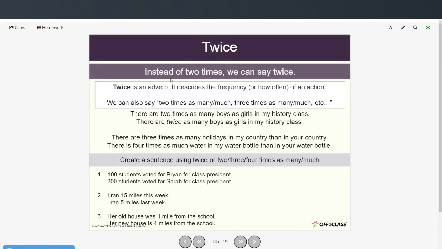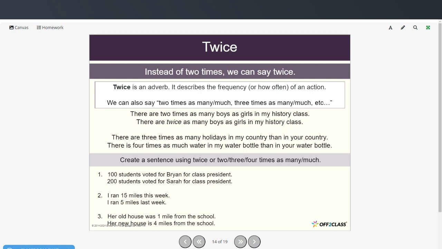So instead of 2 times, we can say twice. Twice is an adverb. It describes the frequency or how often of an action. We can also say 2 times as many or 2 times as much, 3 times as many, 3 times as much, etc. So here are some examples. There are 2 times as many boys as girls in my history class, or there are twice as many boys as girls in my history class.